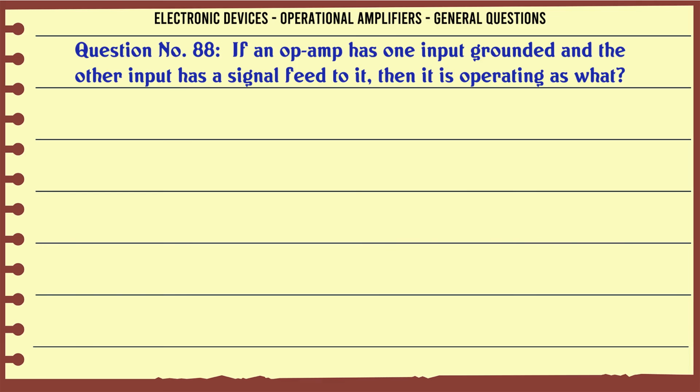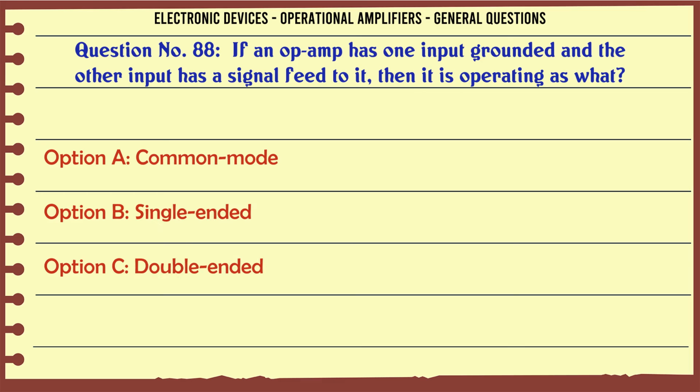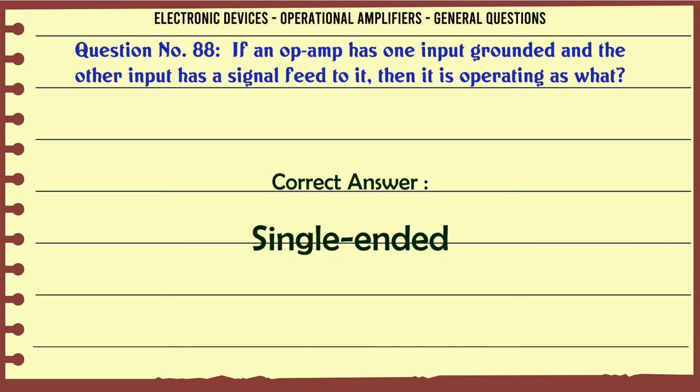If an op-amp has one input grounded and the other input has a signal fed to it, then it is operating as what? A. Common mode, B. Single-ended, C. Double-ended, D. Non-inverting mode. The correct answer is single-ended.